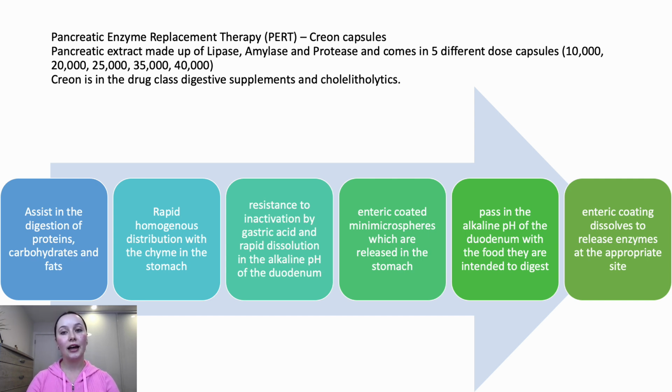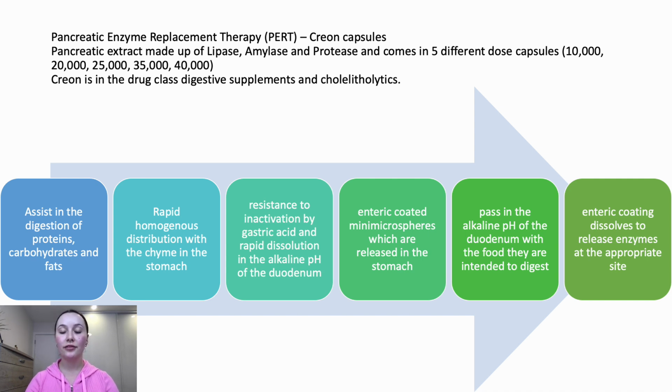Creon is indicated as a pancreatic enzyme replacement therapy in patients with pancreatic exocrine insufficiency. Common conditions include cystic fibrosis, chronic pancreatitis, pancreatic surgery, gastrointestinal bypass surgery, ductal obstruction of the pancreas, and common bile duct. Administered orally, pancreatic extracts assist in the digestion of proteins, carbohydrates, and fats.